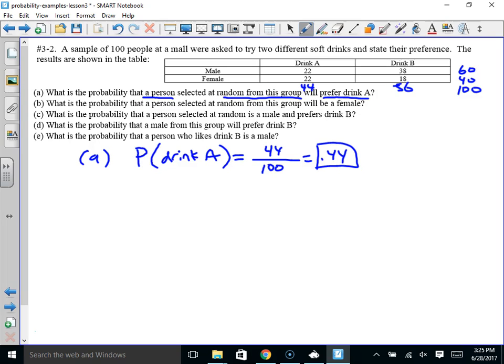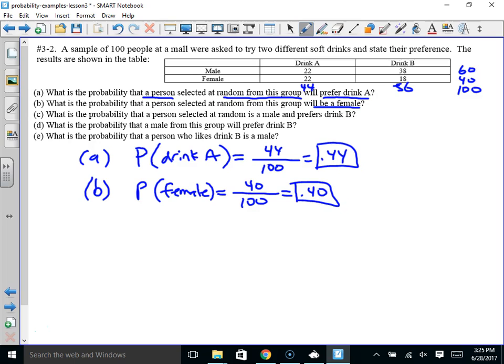Okay, let's do B. So this one is asking us, what's the probability a person selected at random will be female? So again, this is from the entire population, the probability of being a female. And that means out of all 100 people, what's the probability of being a female? So 40 of them were female, so 40 out of 100 is a probability of 0.40. So that's also what we call a simple probability, because we're sampling out of the entire sample space.